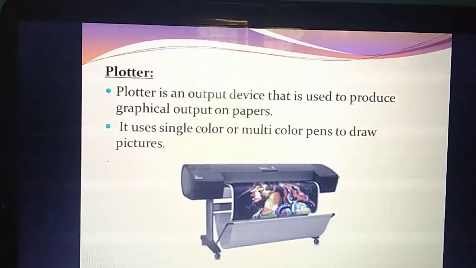Okay, what's the use of a plotter? It will produce graphical output. So whatever things you design in the computer as graphics, you can take the printout by using a plotter. Most of these banners and flags are made using plotters. The plotter uses single color or multicolor pens to draw pictures. Understand?